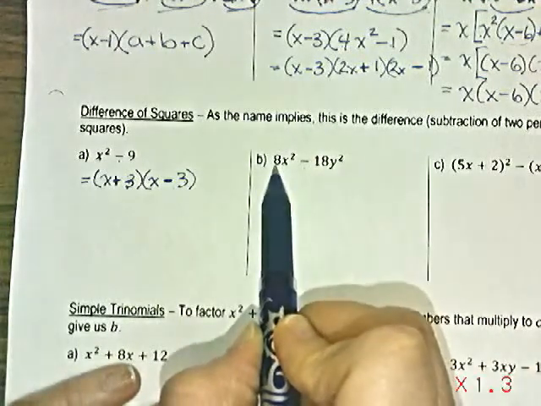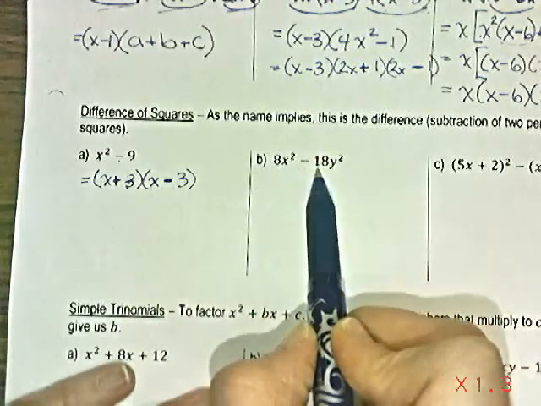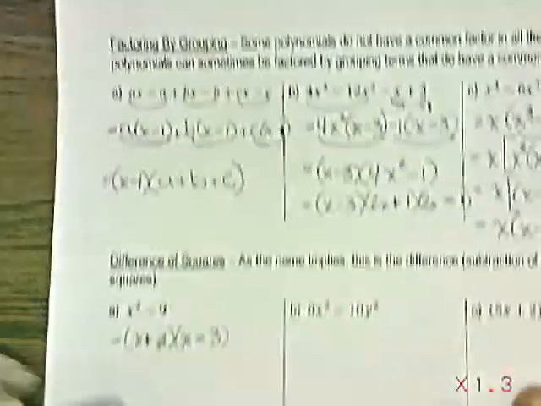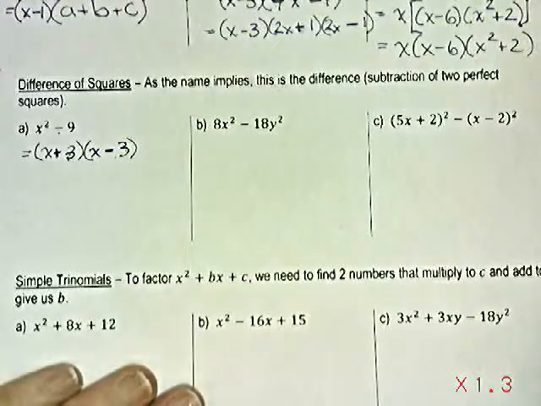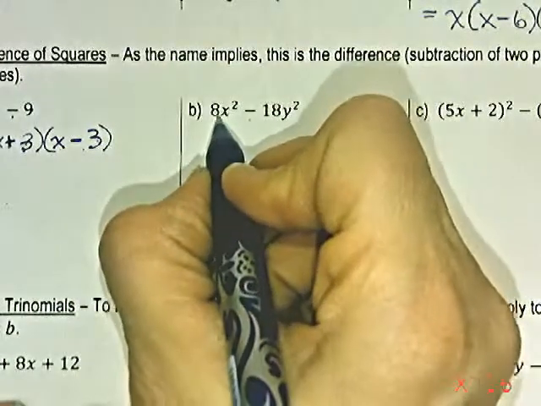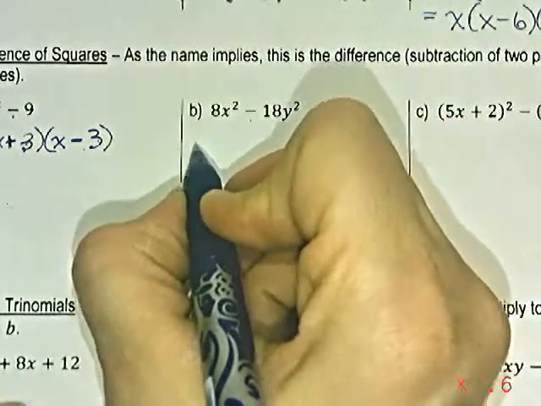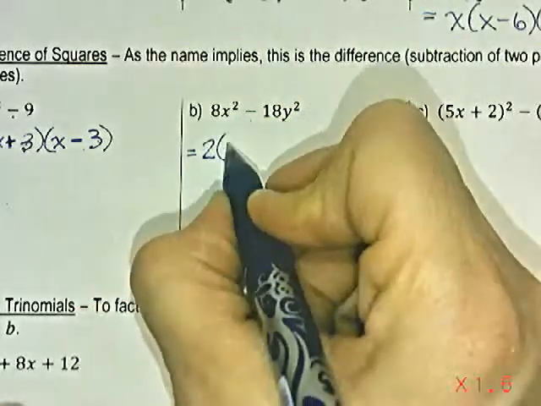So back to our difference of 2 squares. 8 isn't a square. An x squared is a square. 18 isn't a square. But remember, always common factor first. Always, always, always. And so if we're always going to common factor first, I can divide a 2 out of each of those and pull it out front.